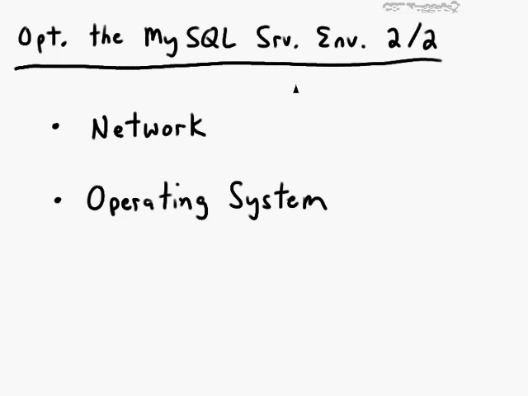Optimizing the MySQL Server Environment, Part 2 of 2. As you know, the first part of this two-part mini-series dealt with the first two elements of server subsystems, in particular, the memory and hard disk environment. Here in the second part, we'll look at the third and fourth elements, that is to say, the network and operating system subsystems. Let's get to work.